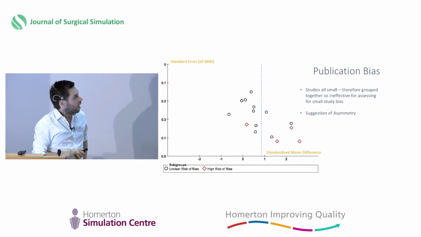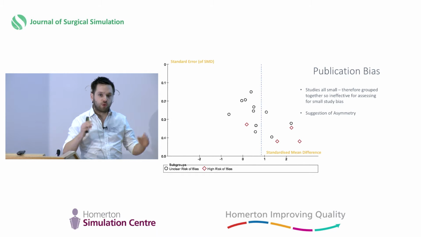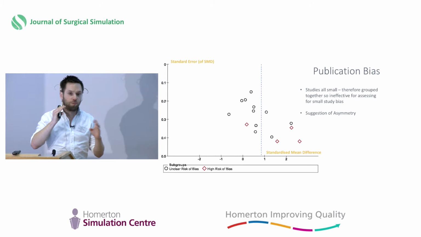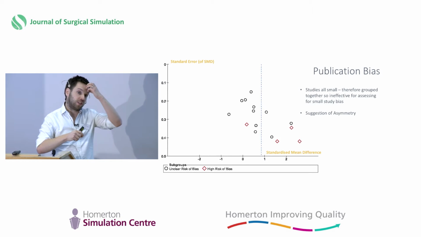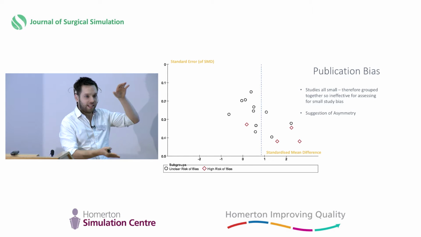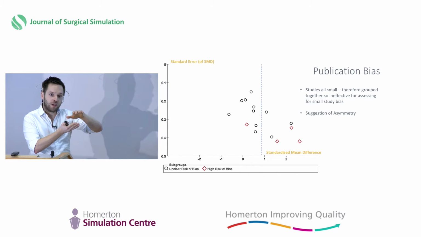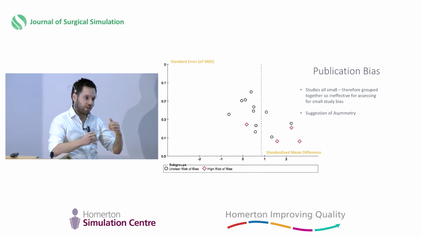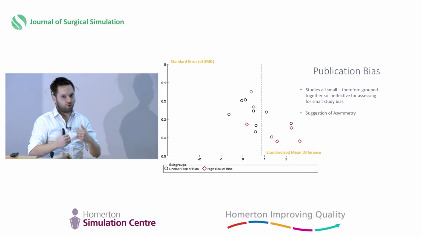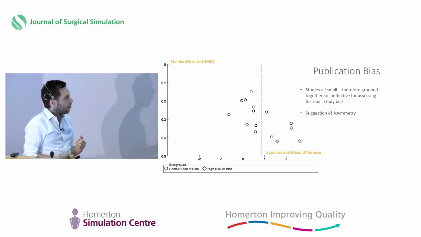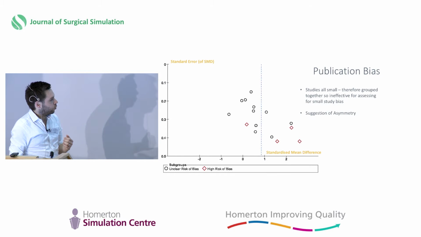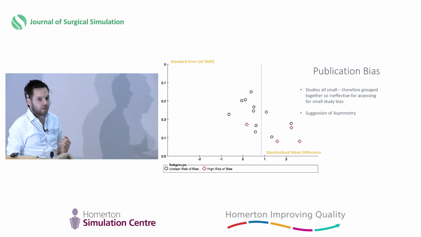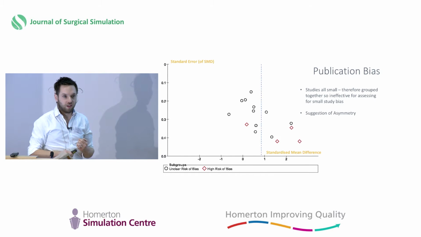However, because all the studies were reasonably small, the biggest study had 144 participants, actually statistically they're really quite grouped together. So statistically you can't really say that there's definitely any asymmetry here, but there is a small suggestion. What's more interesting here, I think, is the grouping of the studies that are at high risk of bias, in that they all have the largest and most significant effect sizes.